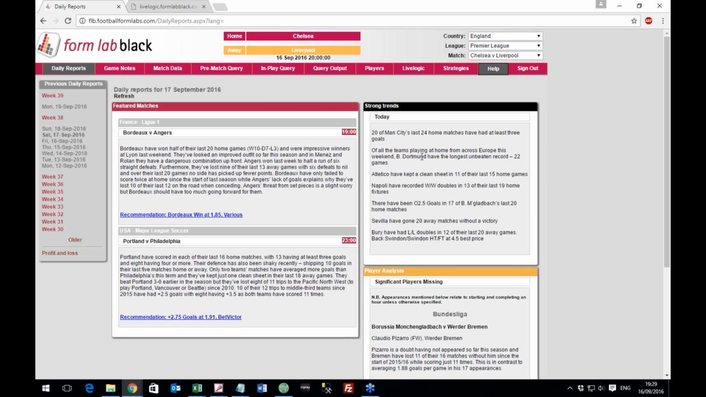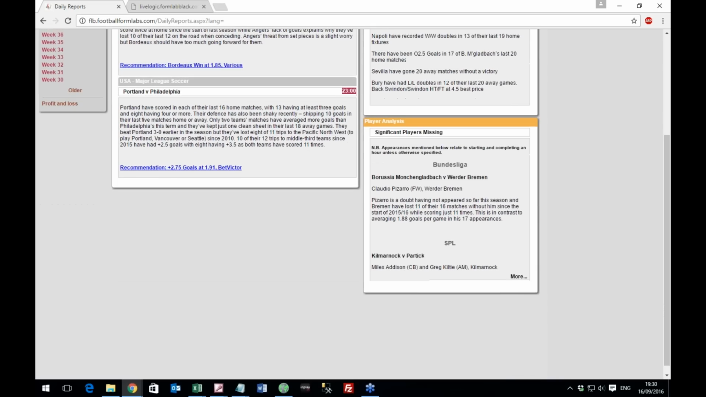These are the strongest trends across all the leagues we cover. If you look at the top, 20 of Man City's last 24 games have had at least 3 goals. Covering the lower leagues in England at the bottom here, we can see that Bury have lost double chance in 12 of the last 20 games, but the Swindon half-time, full-time price is as big as 4.5.